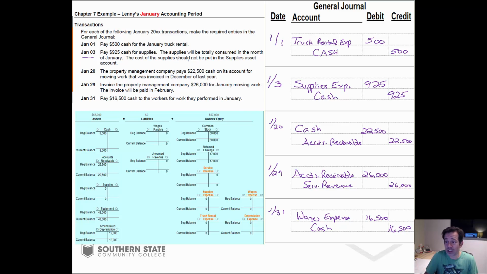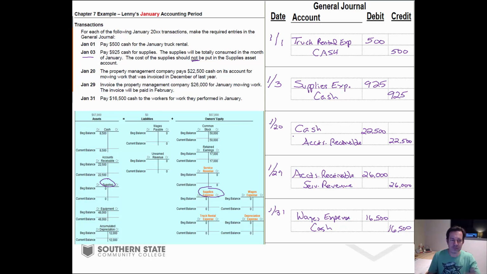As such, the cost of the supplies should not be put in an asset account. An asset is something that we have and still have and can use in the future. If we used it up, well, we can't use it in the future. So you'll notice we have 2 supplies accounts. We have a supplies asset account and supplies expense. The asset account represents what we still have and can use. The expense account represents what we've used up in that period. So because we've used all that up in the period, it all goes to the expense account. None of it goes to the asset account. If we still had some left over, we'd make sure it was recorded in the asset account.